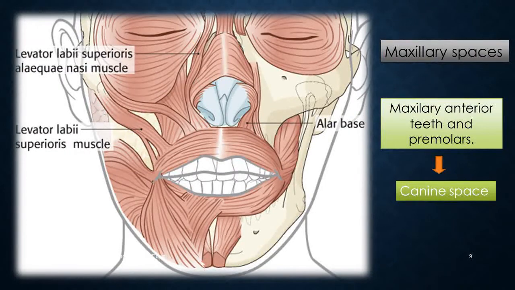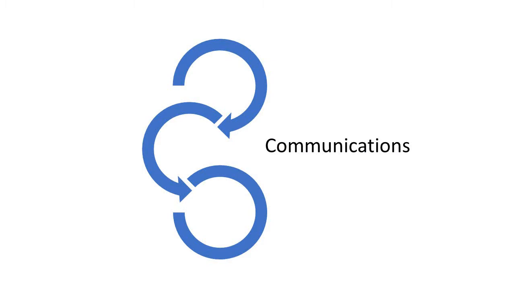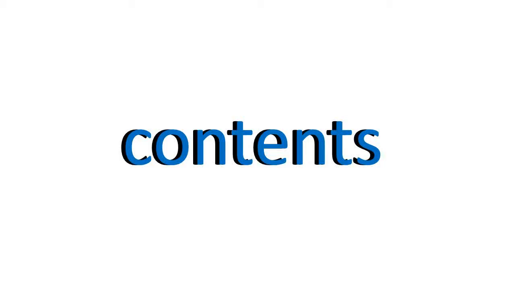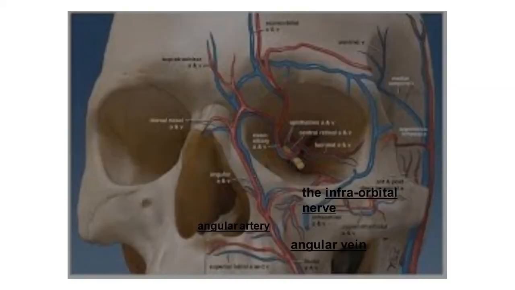and the deep border is created by the levator angularis muscle. Communications. The canine space communicates with the buccal space posteriorly. Contents. The contents of the canine space are the angular artery and angular vein, the infraorbital nerve, a branch of the maxillary division of the trigeminal nerve.